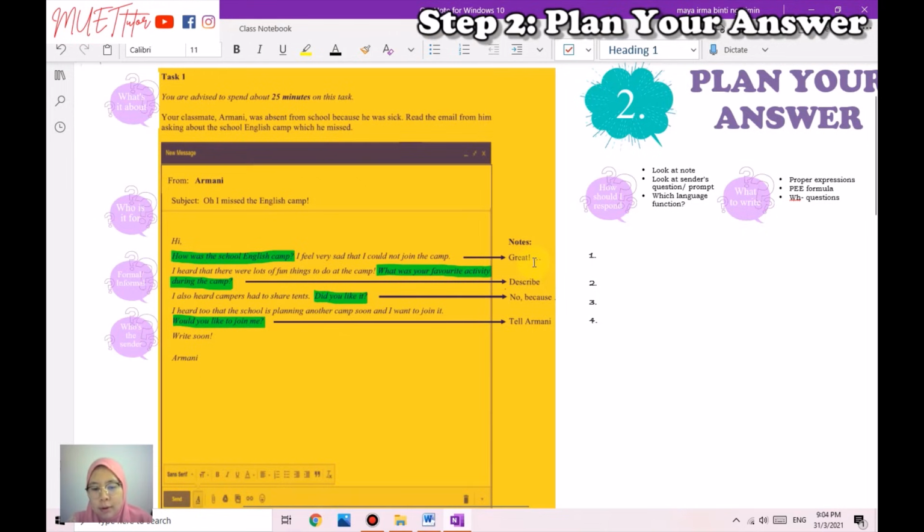And then you think about what to say in the answer. Think about the proper expressions to use in this kind of language function, like describing an event. Also think about how to expand our points. I like to use the WH questions to help me in explaining. So now you write out the answer.